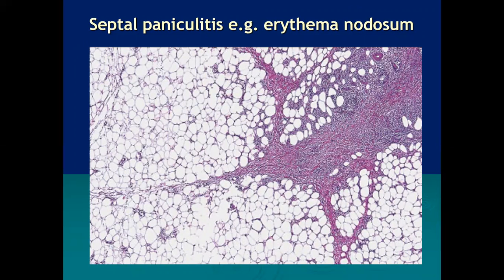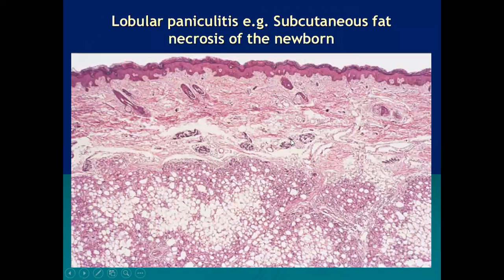This is a pattern of septal panniculitis in which the inflammatory infiltrate is seen surrounding the septal blood vessel. Then this is a lobular panniculitis in which the inflammatory infiltrate is invading the subcutaneous fat lobules. So for the detailed description of panniculitis, please refer to my previous lecture.